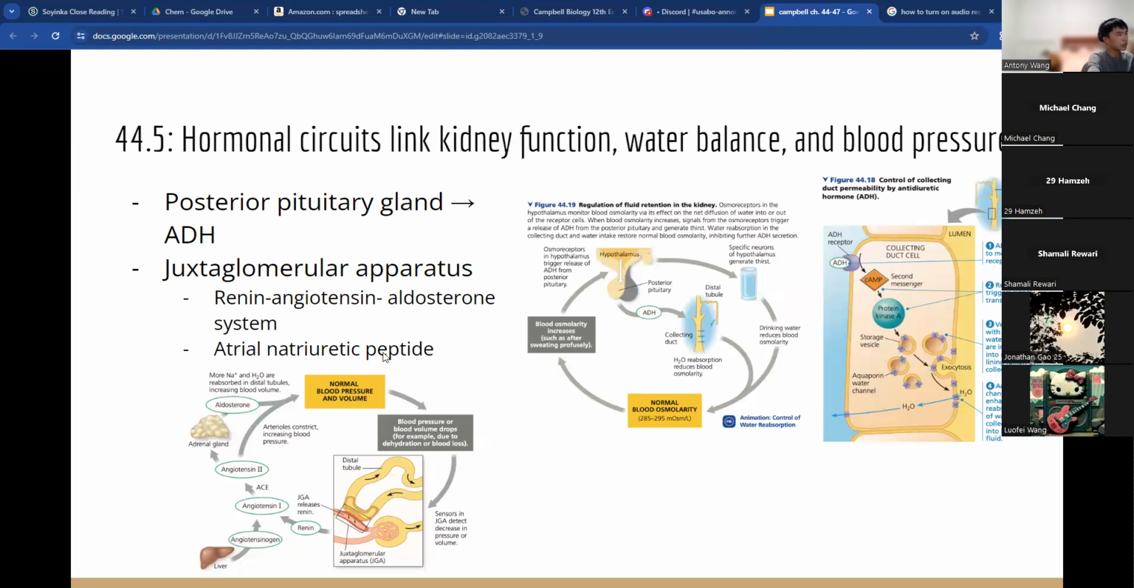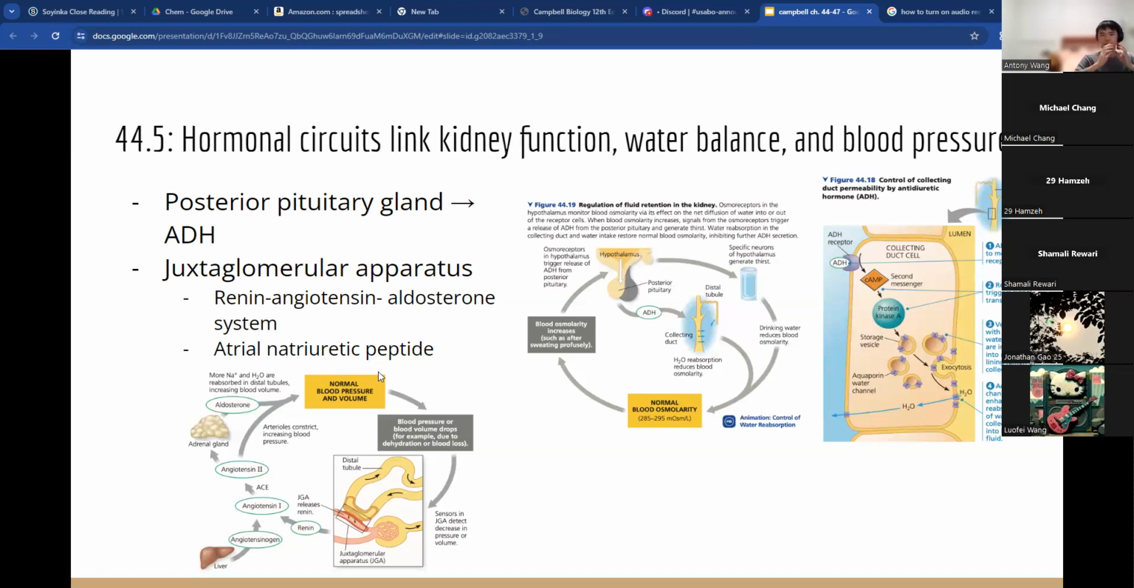And atrial natriuretic peptide, ANP, I don't think this has to do with the juxtaglomerular apparatus. ANP is a hormone that tells the kidneys to secrete more sodium into the filtrate. This is produced in the heart, actually. When you have a lot of blood volume, that means you have a lot of water and a lot of sodium, a lot of salts, right?